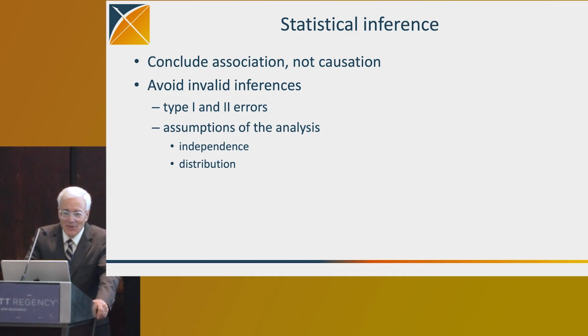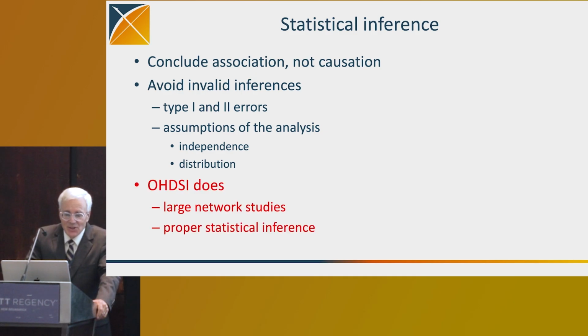Is my p-value correct? So that's association. What does OHDSI do to improve this situation? It does large network studies to increase the sample size, and it does proper statistical inference.